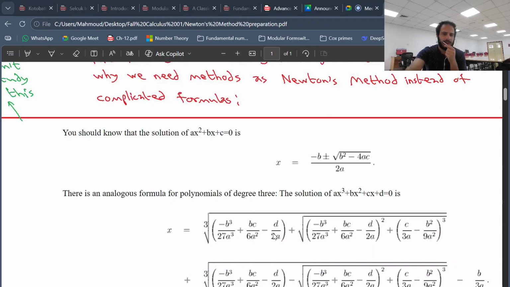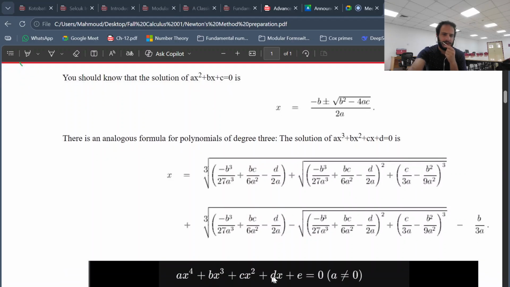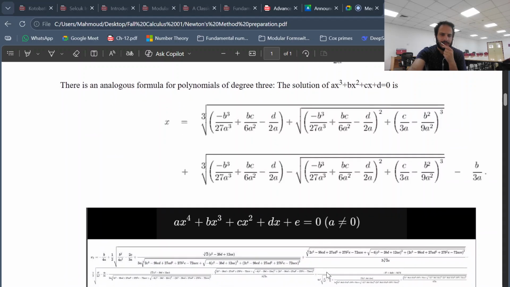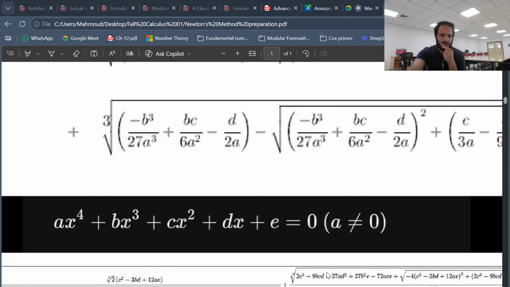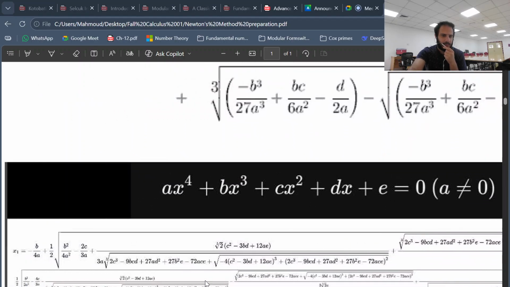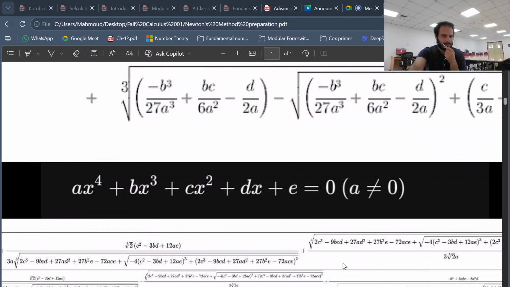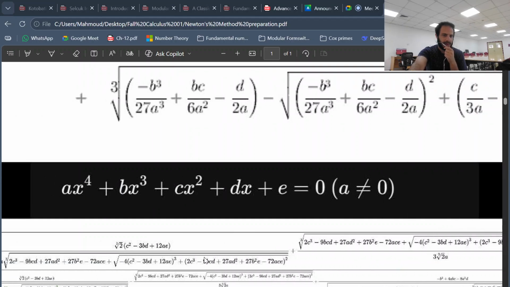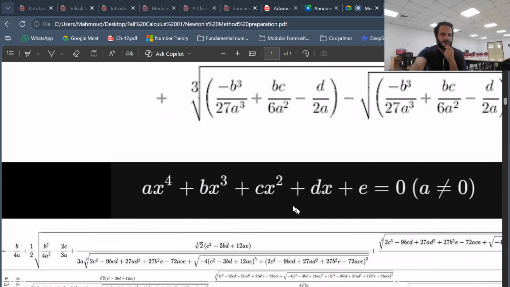What about degree 4? Do we have formula for degree 4? See here, this is degree 4. Yes, we have formula. This is the formula. Would you like to use such formula? No. It's very complicated, right? And it's not useful. It's useless. So, what about degree 5? Fortunately, we don't have formula for degree 5. Fortunately, because if it exists, it would be complicated and useless. But it does not exist.